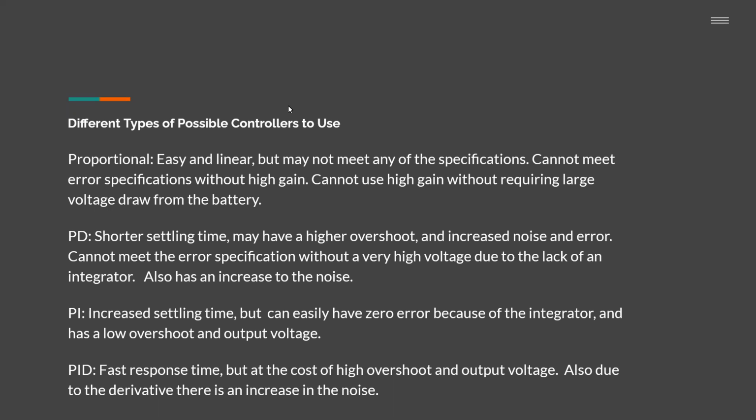The last one is the PID controller. This one combines the PI and the PD controllers' advantages. So this has a fast response time, but the cost is a high overshoot, may get a high voltage output, and also may increase the noise.